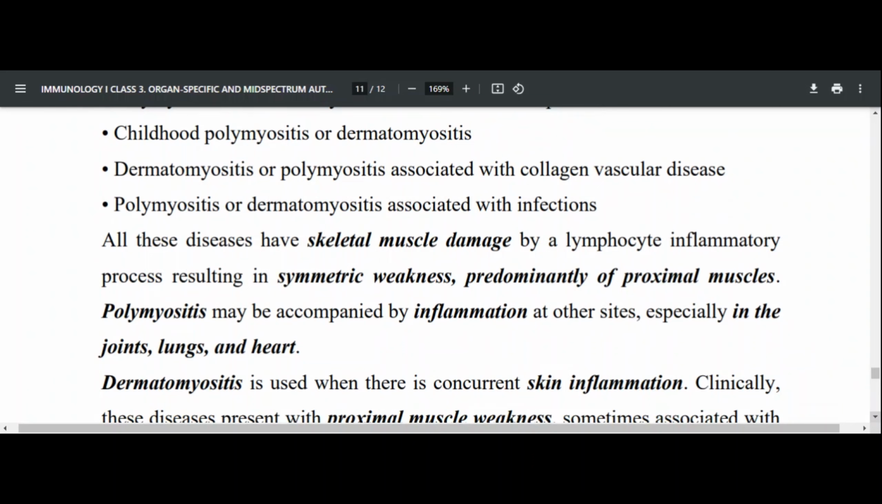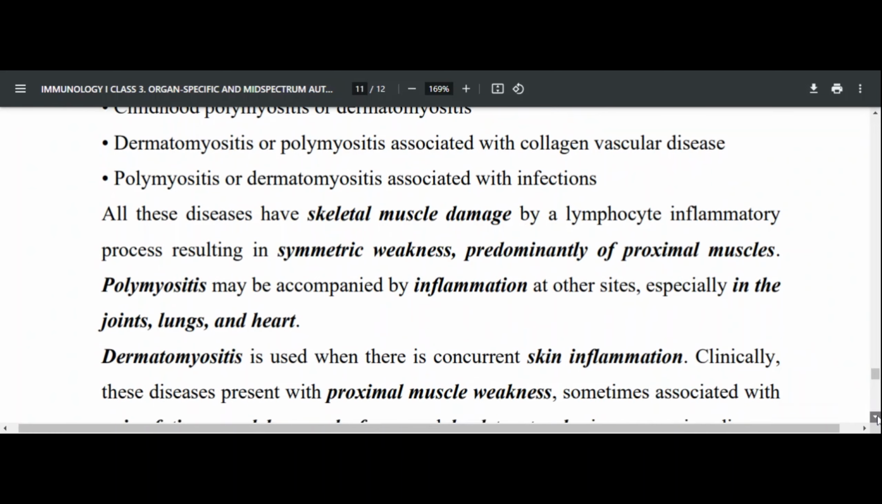For example, polymyositis may be accompanied by inflammation of other sites, especially the joints, lungs, and heart. But dermatomyositis is different. It is only associated with skin inflammation, without involvement of other organs like joints, lungs, and heart. So that's the difference between polymyositis and dermatomyositis. Polymyositis also involves other organs like lungs and heart, whereas dermatomyositis is inflammation of the skin only.